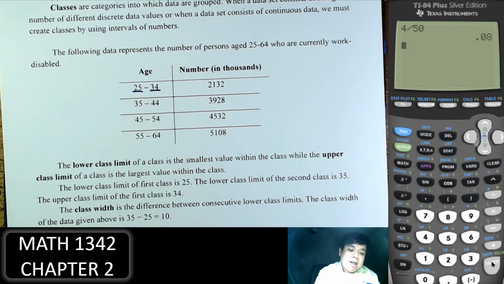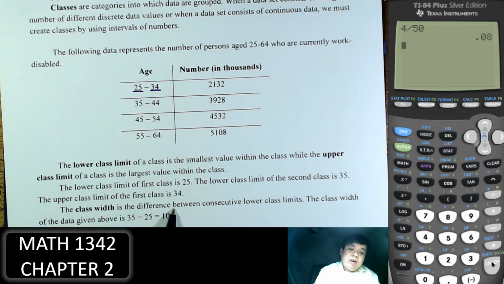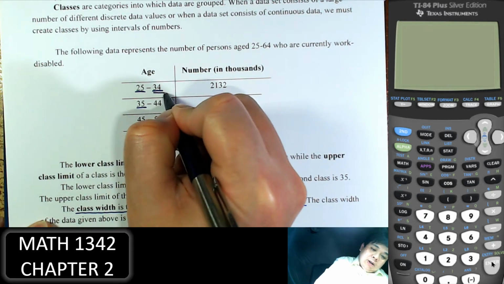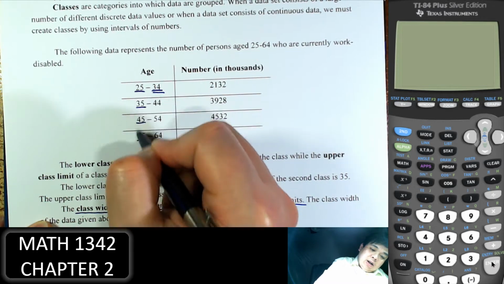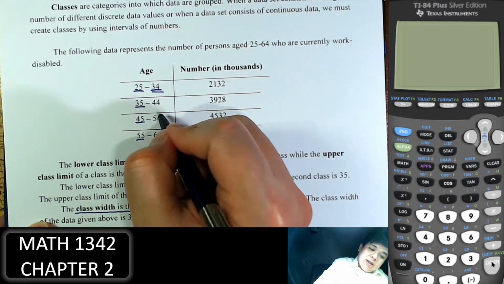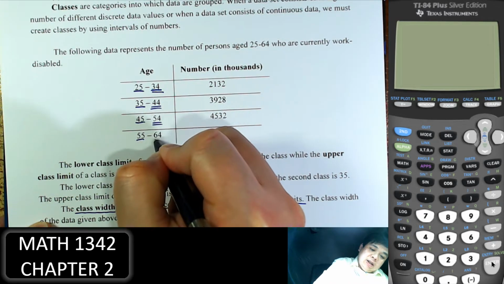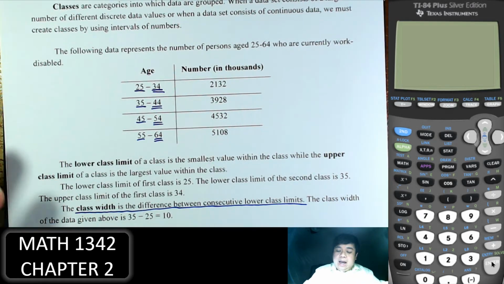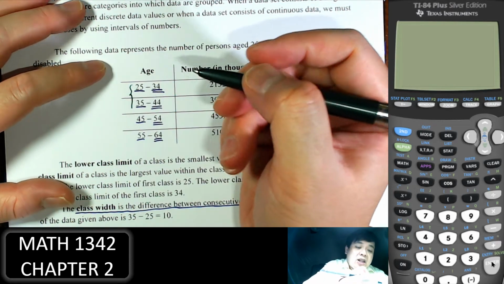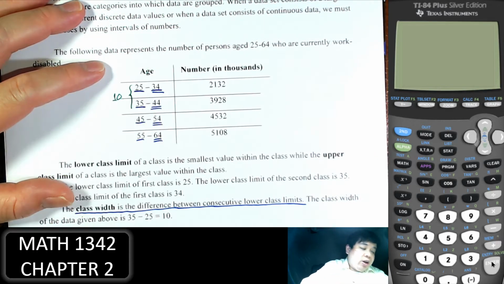Self-explanatory. And the class width is the difference between consecutive lower class limits. So these are the lower class limits, and these are the upper class limits. If we take the difference of consecutive lower class limits, that is called the class width.